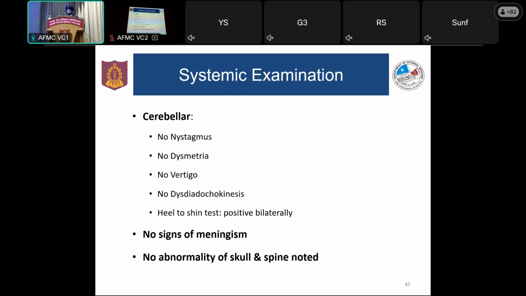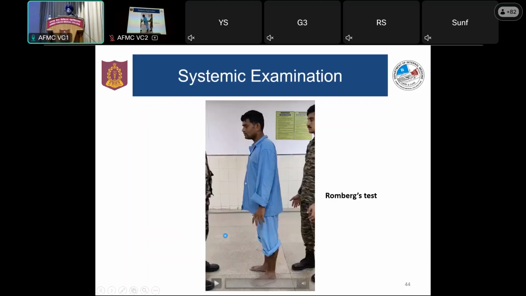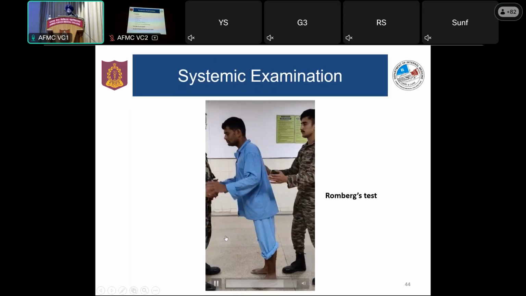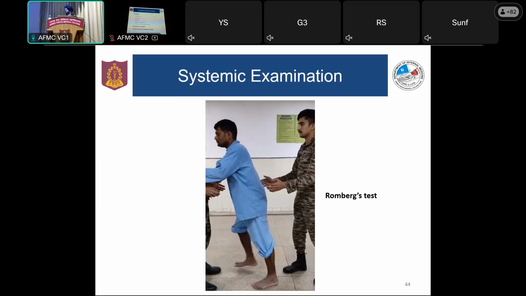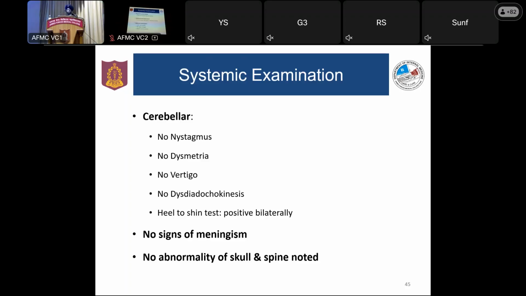On opening eyes, he's okay, fine. On closing eyes, he's losing balance. So that's the positive Romberg. See, he's closed his eyes and he's losing balance. So, carry on. Next. Cerebellar signs, none. No medication. Okay, move on. Other systems were normal.